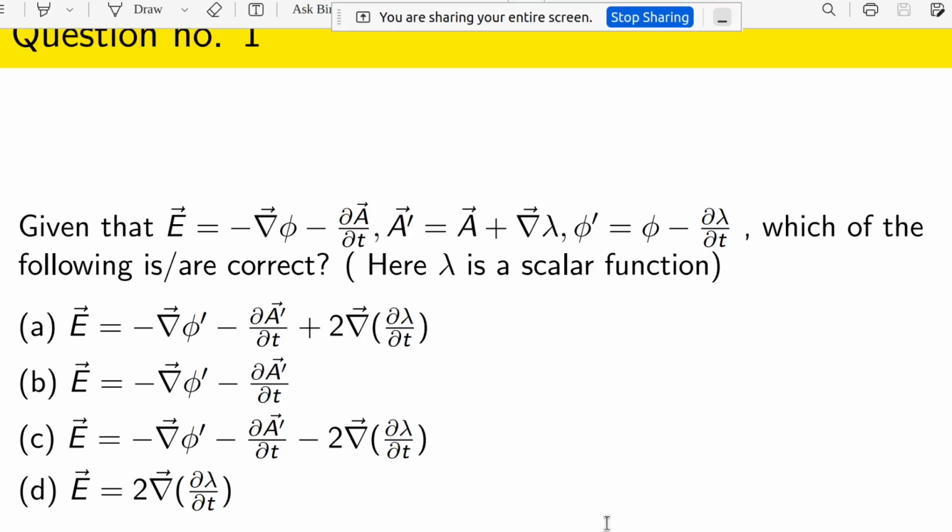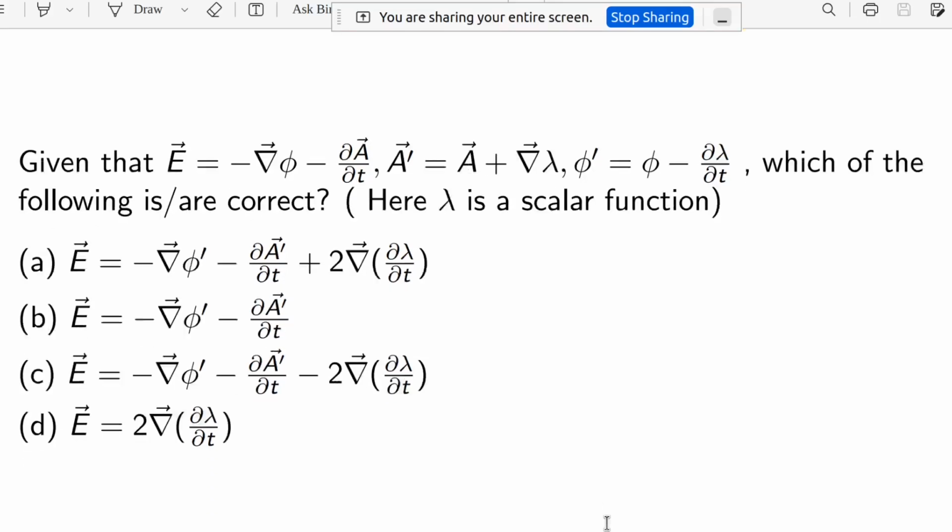Option A is E equals minus grad phi prime minus del A prime del t plus 2 grad del lambda del t. B is minus grad phi prime minus del A prime del t. C is minus grad phi prime minus del A prime del t minus 2 grad del lambda del t. And the D option is 2 into grad del lambda del t.